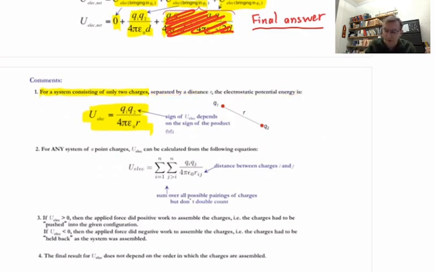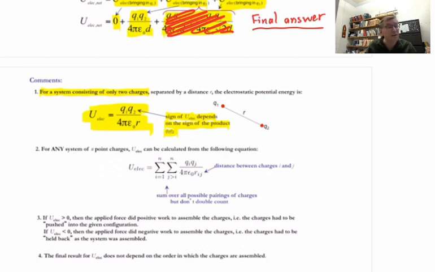Now notice something important. The value of the U elect in this 2-particle case, the sign of it, I should say, depends upon the sign of the product, Q1 times Q2. See the product there in the numerator?